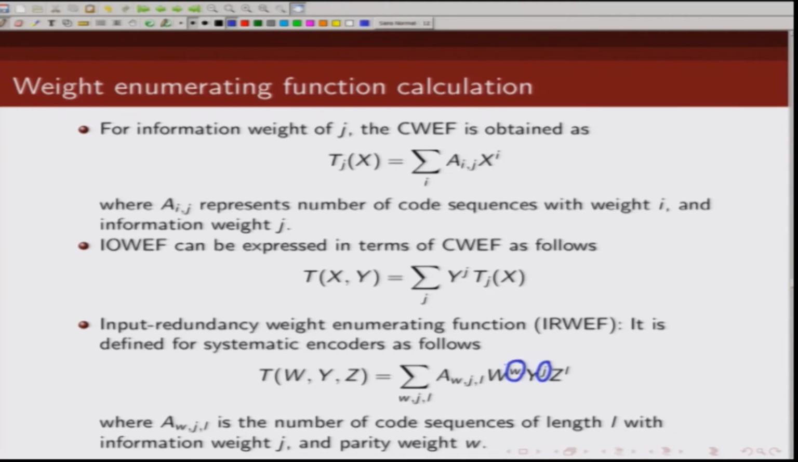The overall weight will be the weight of the parity bits and the weight of the information bits. So, overall weight would be W plus G. So, input redundancy weight enumerating function is defined for systematic encoders, where instead of specifying the overall coded weight, you only specify the weight of the parity bits.